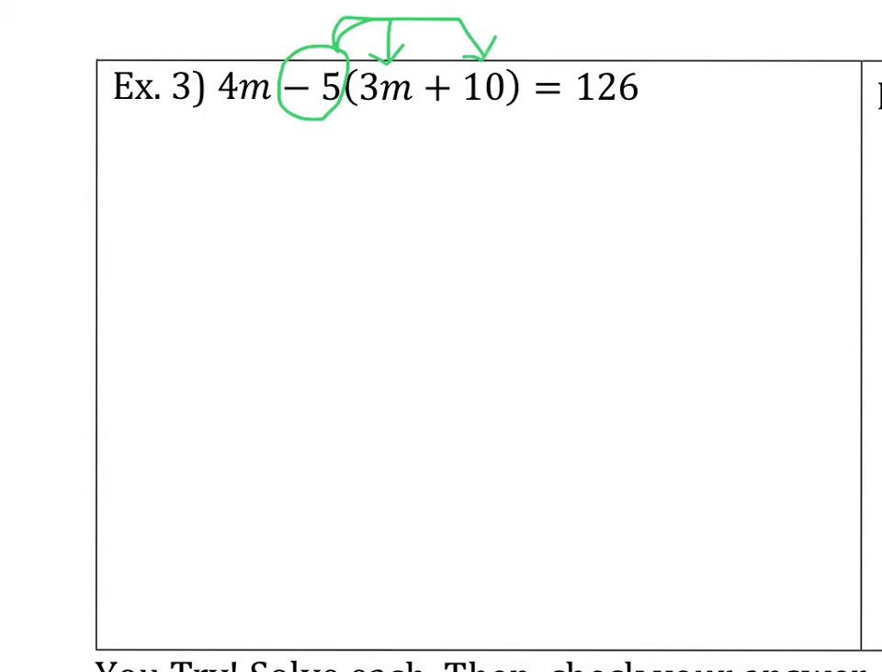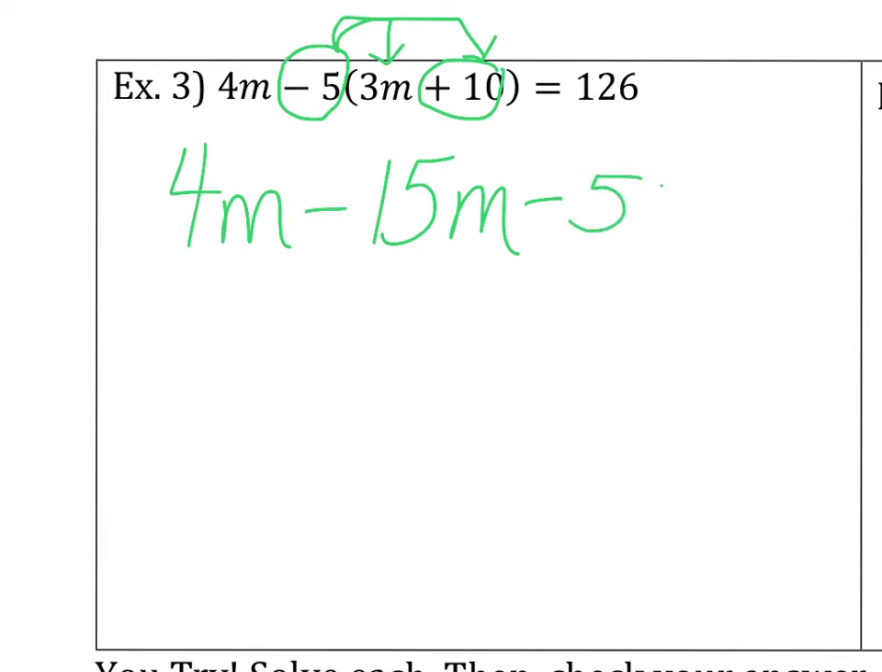All right, so the first thing we're going to do, we're going to bring down the 4m. Now, be careful here with your sign. Negative 5 times 3m. That's going to be a negative 15m. All right, then we have a negative 5 times a positive 10. Negative times a positive is going to be a negative 50 equals 126. All right, time to box and circle.